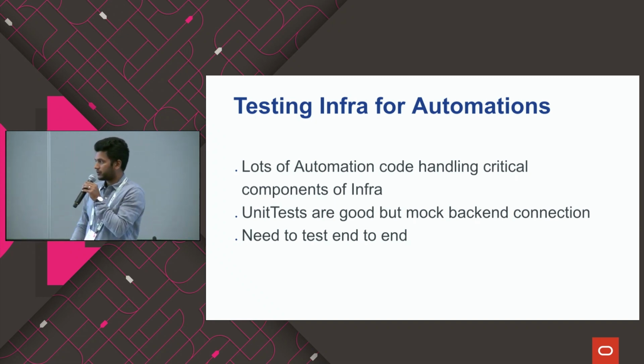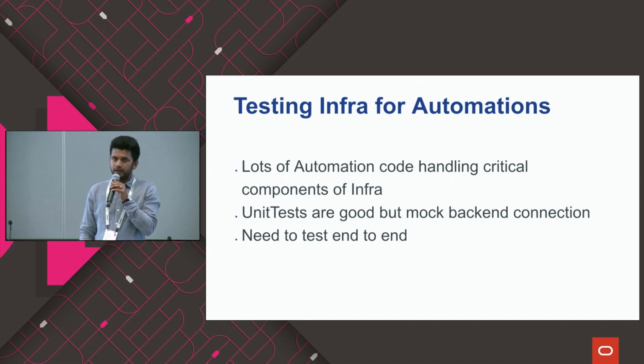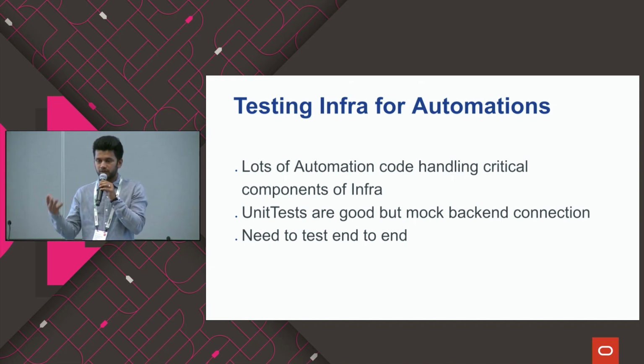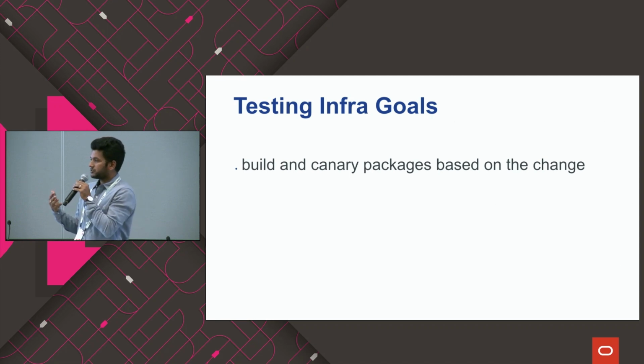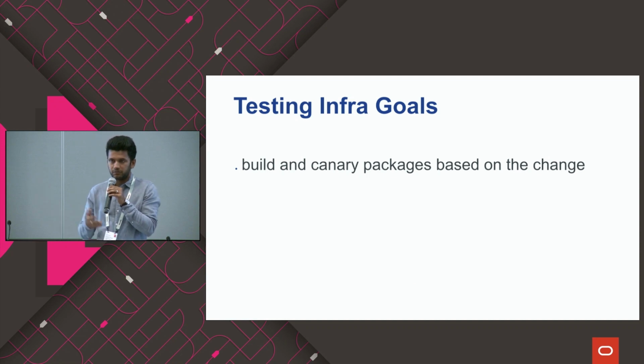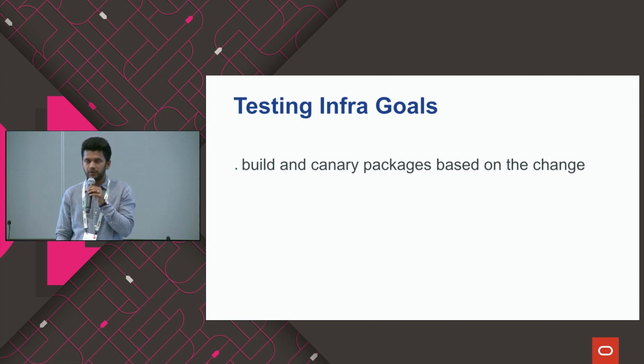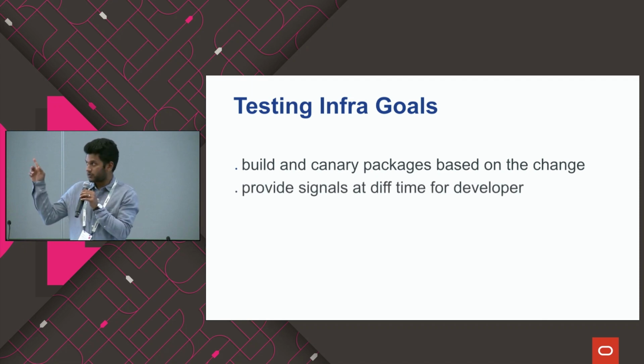So that's why we focused on building an end-to-end infrastructure, which is fast and which can provide you signals at diff time. When you're making the change, you are able to verify whether your change is going to work or not. So the goals are, as I mentioned, that you would be able to build and canary packages based on the change you're making. Basically, whatever RPMs or tooling you need to build for a specific piece of automation, you should be able to build all of that off your single change. And this is all at runtime.